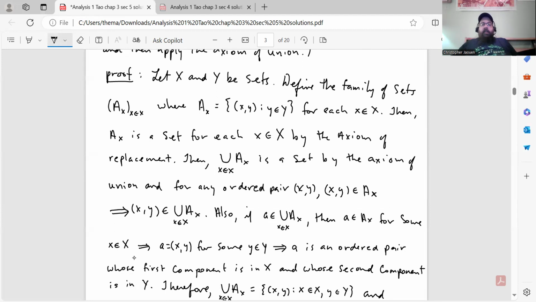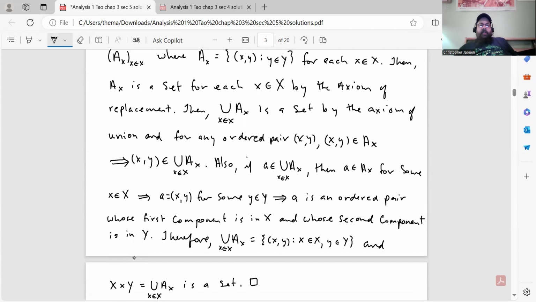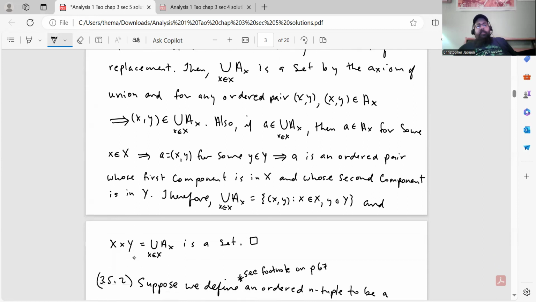And for any ordered pair (x, y), (x, y) is an element of A_x, which implies (x, y) is an element of the union. Also, if A is an element of the union, then A is an element of A_x for some x in X, which implies that A is (x, y) for some y in Y, which implies that A is an ordered pair whose first component is in X and whose second component is in Y. Therefore, the union here equals the set of all ordered pairs (x, y), such that x is in X and y is in Y, and X times Y equals that union, which is a set.